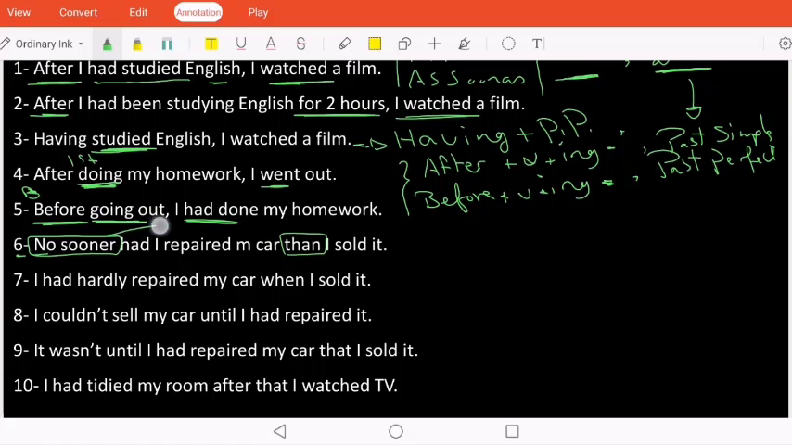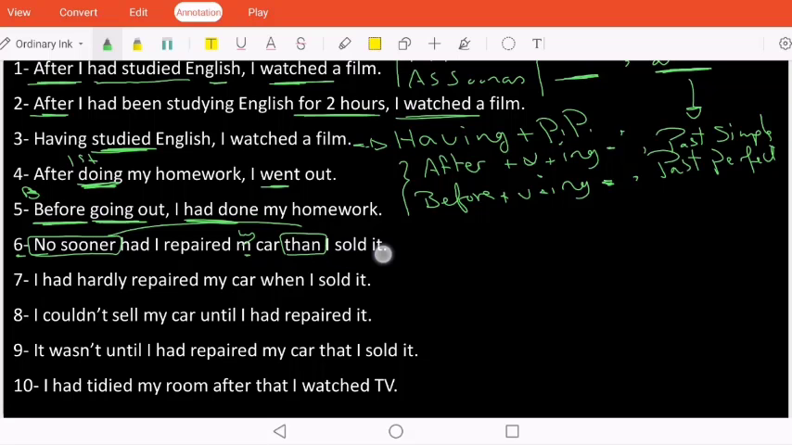The word no sooner is linked to the word than: no sooner than. The most important thing is the structure that is used after the word no sooner. We do not follow no sooner with a complete sentence. We follow it with a question structure, as if you are asking a question. So, no sooner had I repaired my car.